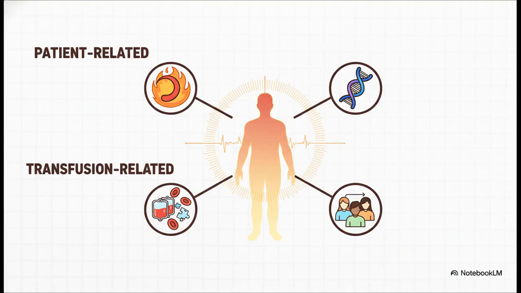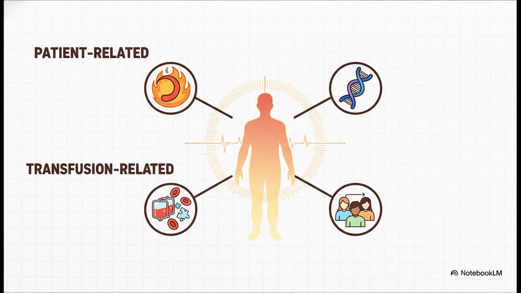The risk is really a mix of different factors. It starts with the patient themselves. Their underlying disease is already creating that inflammatory environment, and their personal genetics might just predispose them to have a stronger immune response. Then you layer on the transfusion-related factors. The sheer number of units they receive is a huge driver, of course, but what's really critical is the degree of mismatch. And this gets amplified by ethnic disparities in the blood supply.